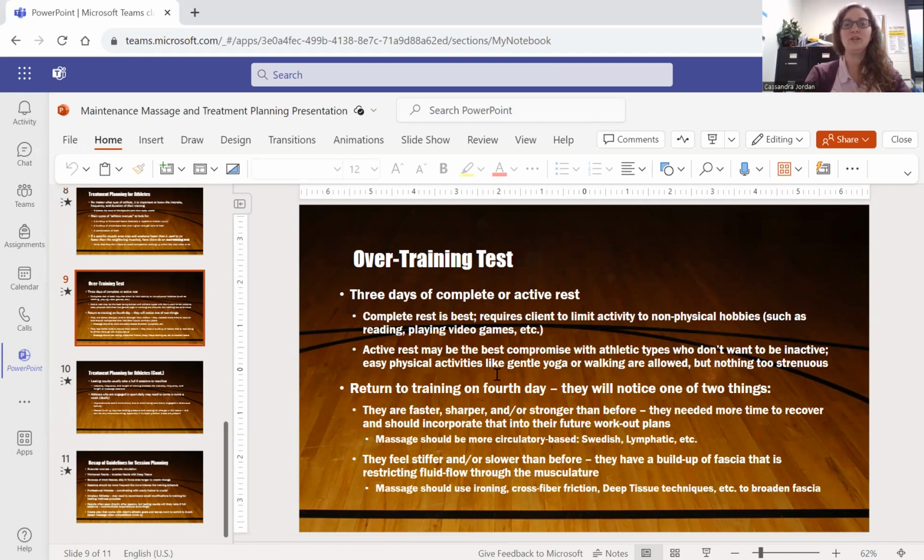So we need them to take 3 days of complete or active rest. Complete rest is best. This requires the client to limit activity to non-physical hobbies. So read a book, play a video game, sit on the couch and rest. Don't go to the gym. That's ideal. Active rest may be the best compromise for athletic types who don't want to be inactive, in which case easy physical activities like gentle yoga or walking are allowed, but nothing too strenuous.